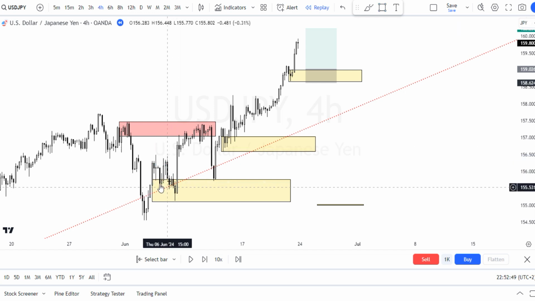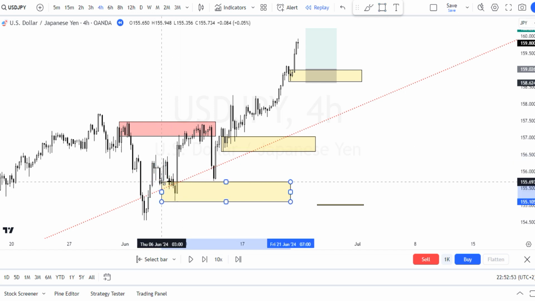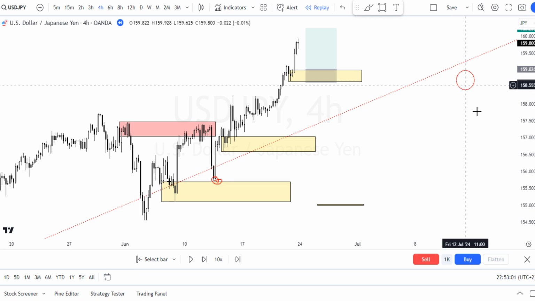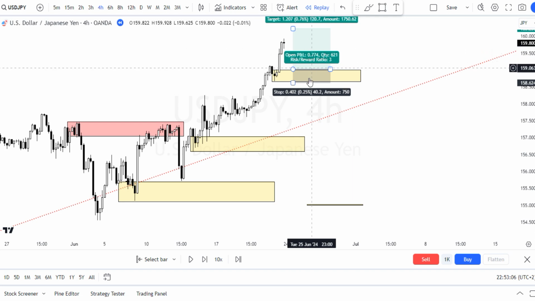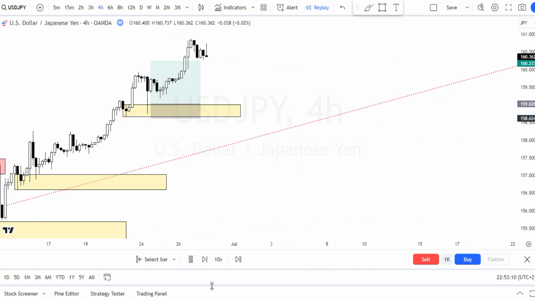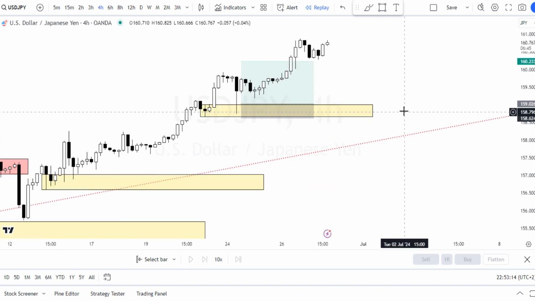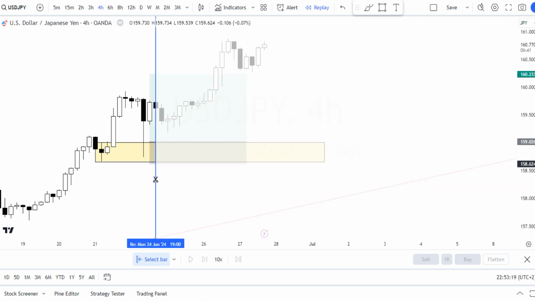But this trade was not executed because of 1 pip or 2 pips. Anyway guys, what I did, I placed the order here and I am willing to make 3R. And you can see that my trade was executed.